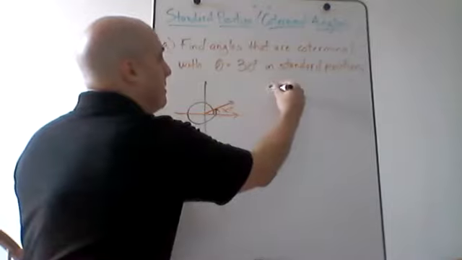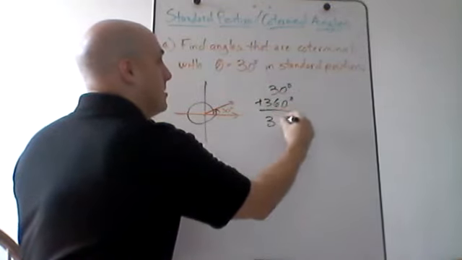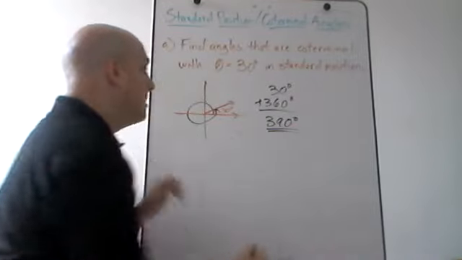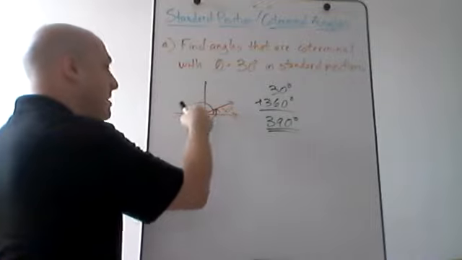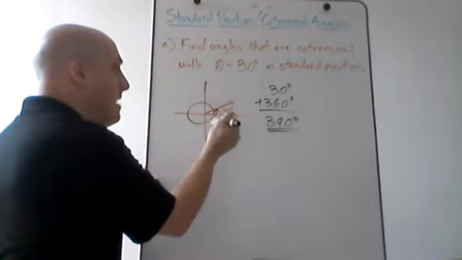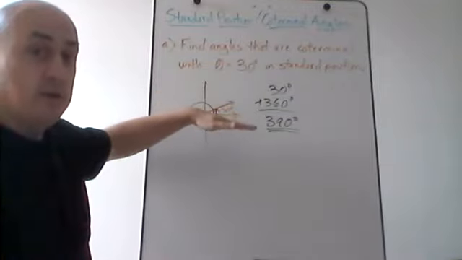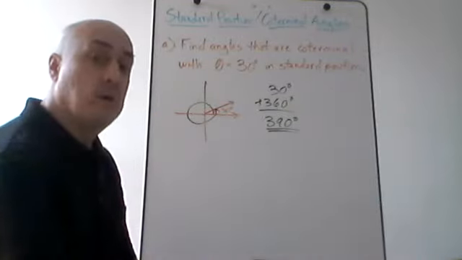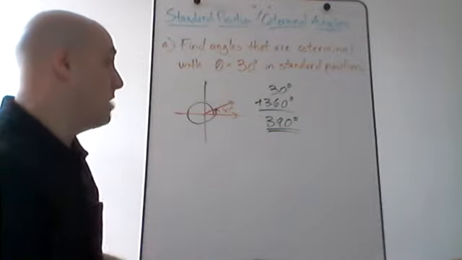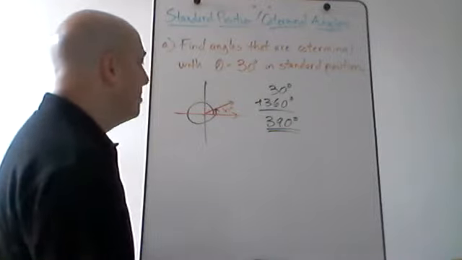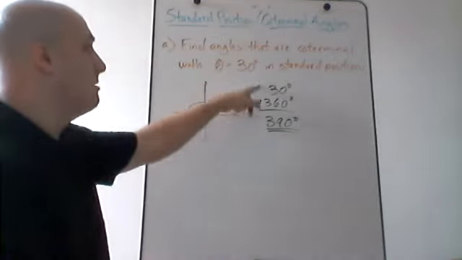So 30 degrees plus 360 degrees is an angle measure of 390 degrees. That's coterminal with 30 degrees. 390 is one full circle around, and then another 30 degrees beyond that, and I end up at the same spot as if I just started here and went 30 degrees. So that's how we can find coterminal angles, by adding 360 degrees, or subtracting, as we'll do in a second.